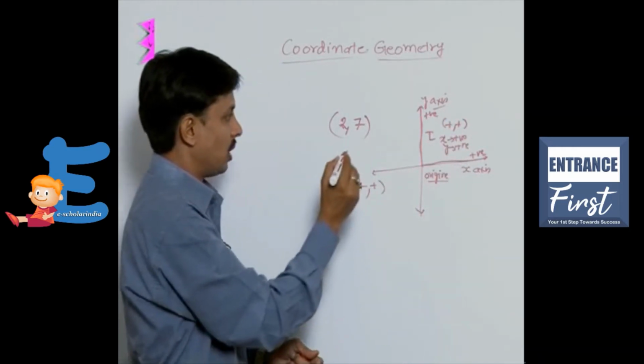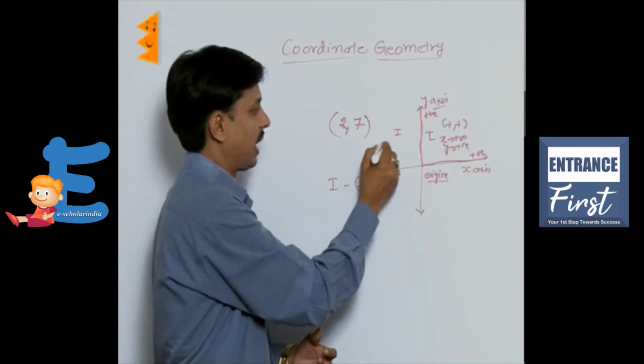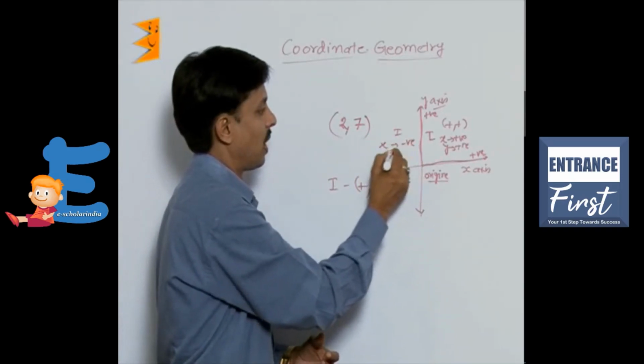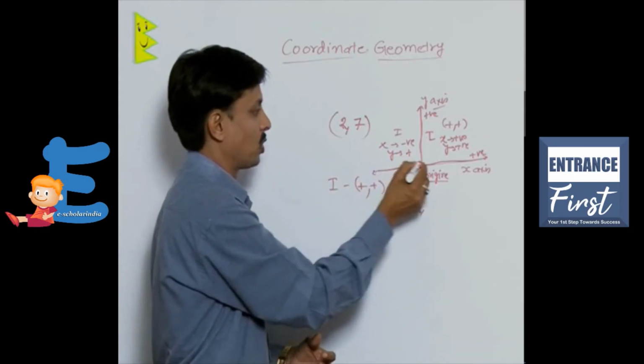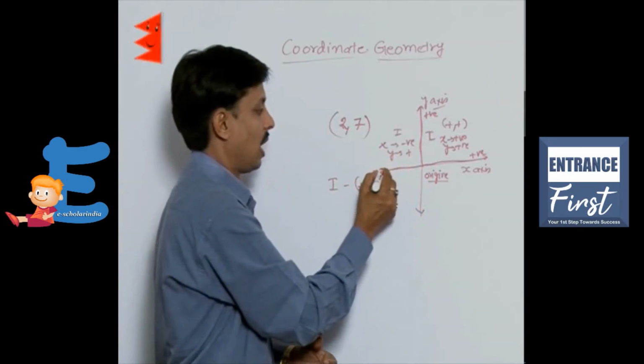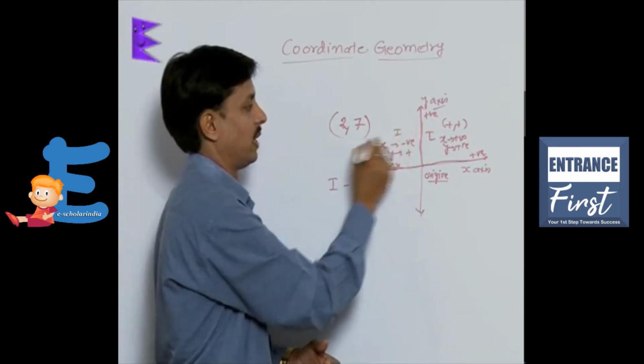First quadrant. If I talk to you about the second quadrant, here x is negative, y is positive. The reason being, this is the portion enclosed by what? Negative x and positive y.